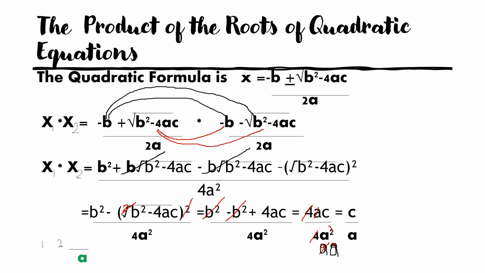So a times a. Now, what we have is c over a. And that is now the formula in finding the product of the roots of a quadratic equation. That is c over a. Now, what do we need in order to solve for the sum and product? We just need a quadratic equation in standard form so we can find the values of a, b, and c and then substitute in these formulas.